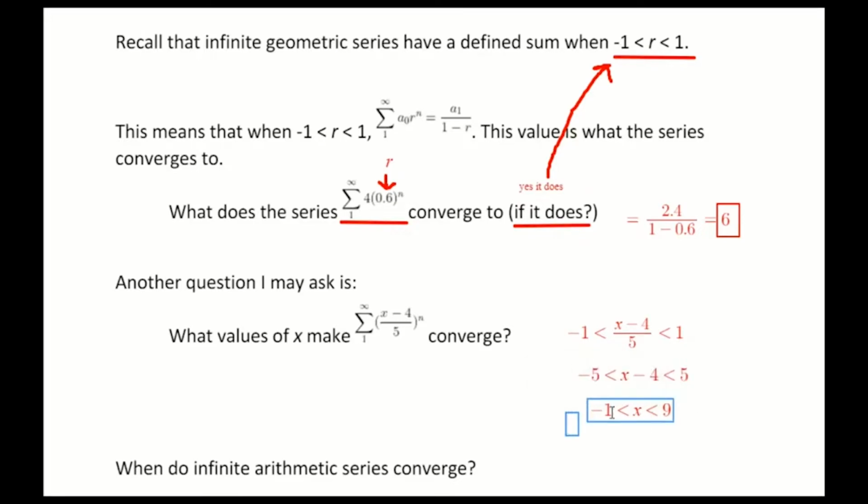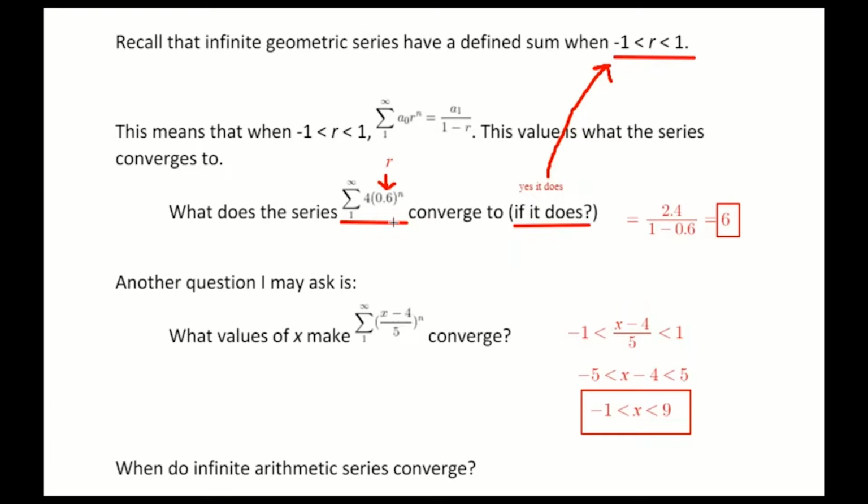So any number between -1 and 9, if I plug that into x, that means that this whole thing in the parentheses is going to end up being in between -1 and 1, and therefore the series will converge. So that is what our answer is going to be. x has got to be between -1 and 9.